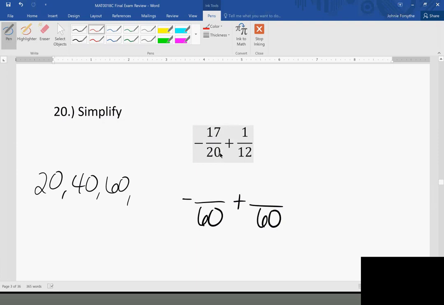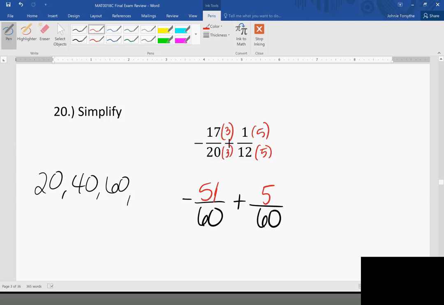So to make 20 go to 60, we're going to multiply it by 3. So we're going to multiply 17 times 3. So 3 times 7 is 21, carry the 2. 3 times 1 is 3, plus 2 is 5. So 17 times 3 equals 51. And then 12 times 5 equals 60. So 1 times 5 is 5.